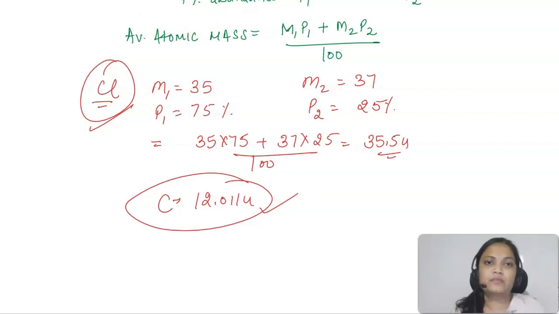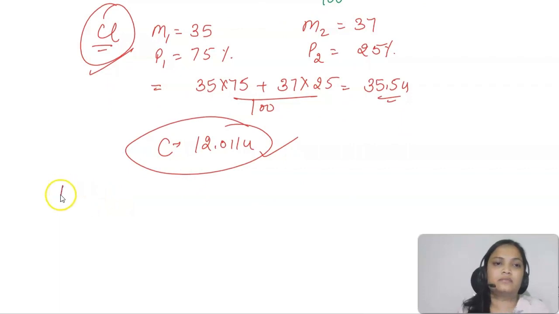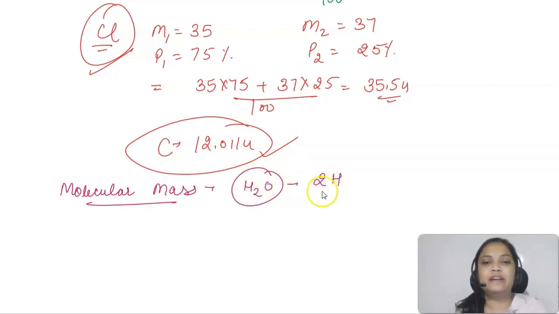Alright, now if I talk about the molecular masses. So what is molecular mass? You know when atoms combine, they form molecules, right? So what will be the mass of that particular molecule? Let's say I am having a water molecule. This water molecule is having two hydrogen atoms and one oxygen atom.